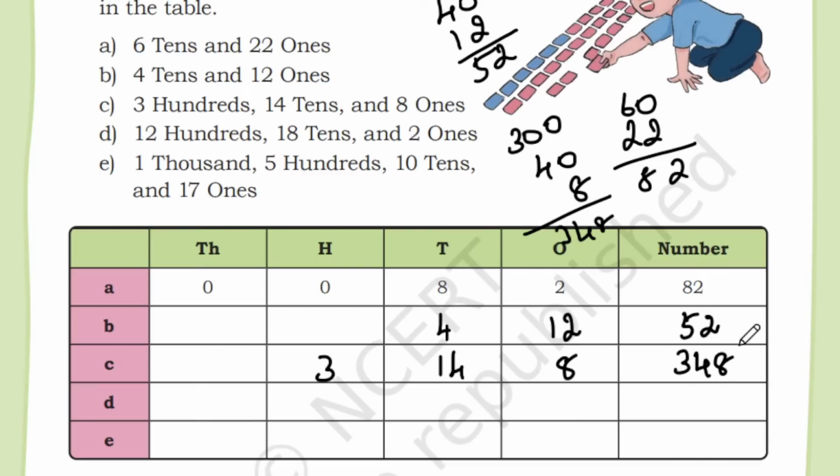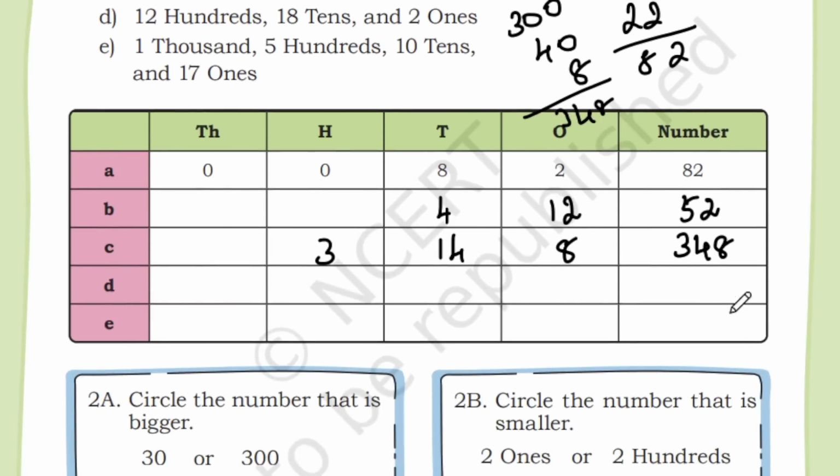Next you have 1200, 18 tens, and 2 ones. So this is 1200. Then 18 tens is 180, and you have 2 ones. If you add, you will get 1382.